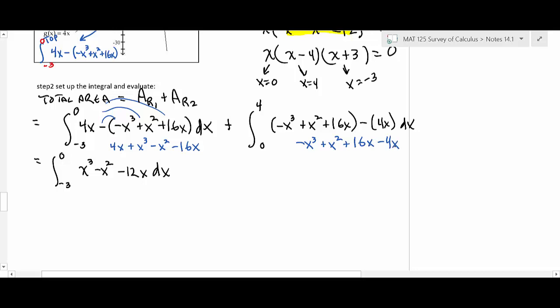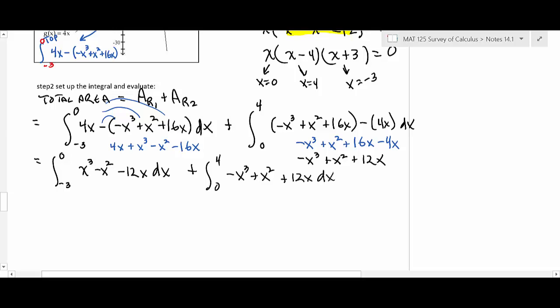You can just put the like terms together, and I want to show you that everything's backwards. You have negative x to the third plus x squared plus 12x. You see how this is the opposite of that? That's what you would expect, because that's what happens if you subtract backwards. So you're going to have the integral from 0 to 4 of negative x to the third plus x squared plus 12x dx.